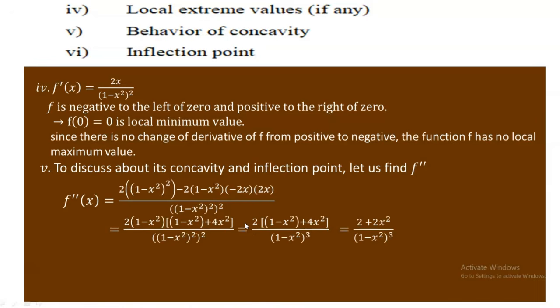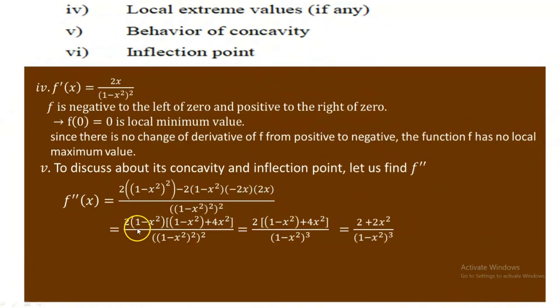Now simplifying this, what's going to come? What has been done here is 2 into 1 minus x squared is taken out as a common factor. So as you are taking out 2 into 1 minus x squared, you are left with 1 minus x squared, plus here 2 into 1 minus x squared is taken out, so minus 2 times 2 is negative 4, but in here you have minus, so it comes plus 4x squared.